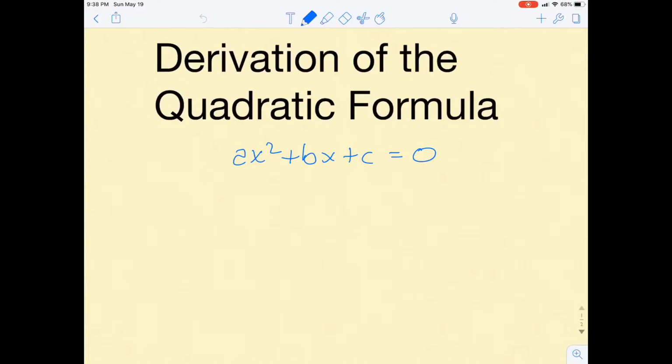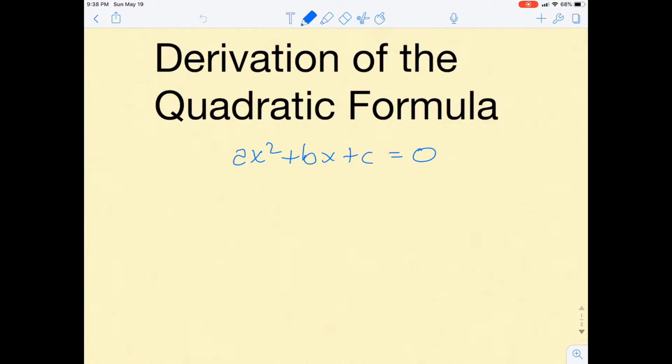Let's go. When looking at the quadratic formula, a question that frequently comes up is, where does it come from? Students want to know where it comes from because in many cases it helps them understand. Well, it actually comes from completing the square.